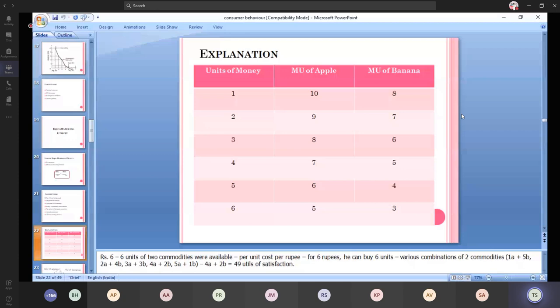Now the second combination, that is 2 apples with 4 bananas. Just wait.